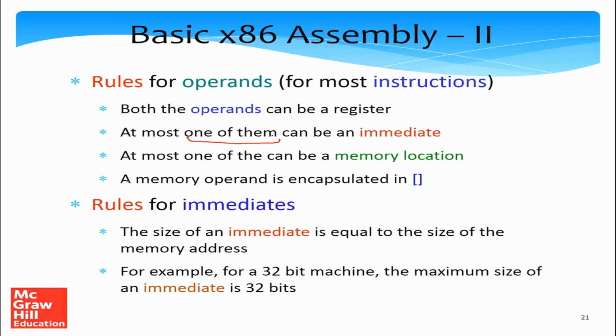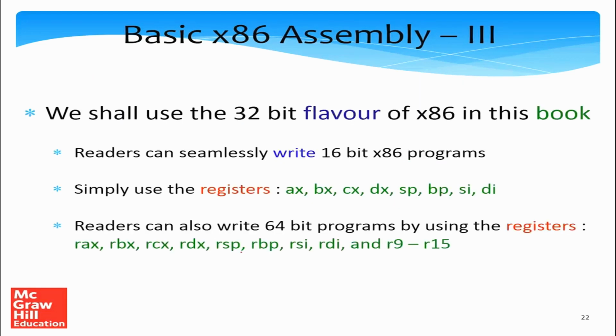At most one of them, sorry, this should be M over here, can be a memory location, which means that you cannot have two memory locations as operands. A memory operand is encapsulated in square brackets, which we have already seen. What are the rules for immediates? The size of an immediate is equal to the size of the memory address. For example, in a 32-bit machine, the maximum size of an immediate is 32 bits.